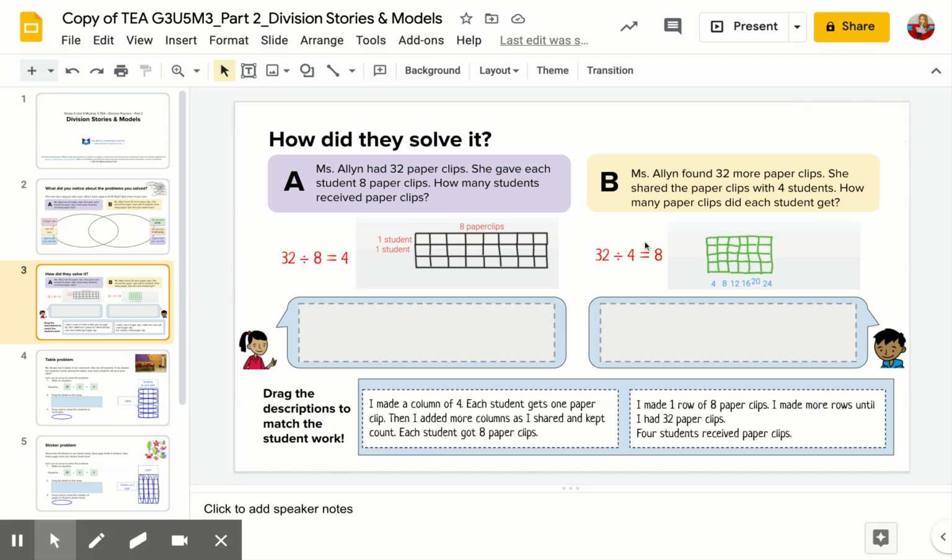The other problem that you're going to solve is really just examining these 2 problems and figuring out which of these descriptions describes this one and this one. So what are each of these students doing? Then you are going to work on your student book pages.